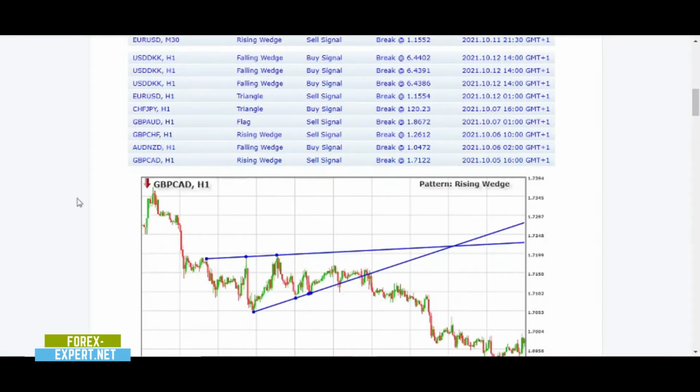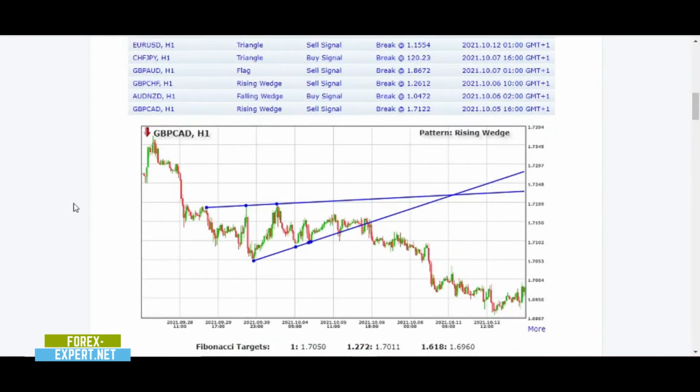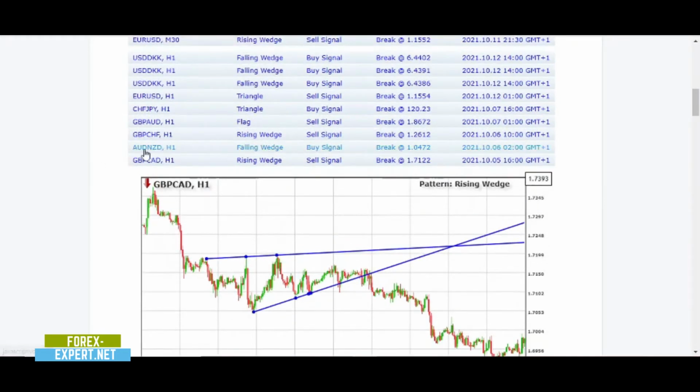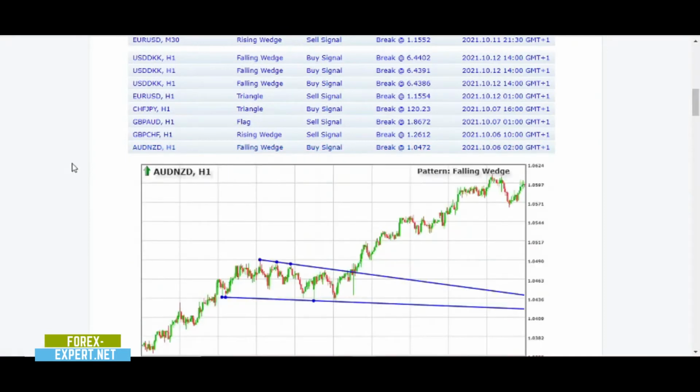British pound and Canadian dollar, we got a rising wedge sell signal, break at 71.22. It was nice. The first breakout was a teaser, and the price retested the previous high here, the very important price structure around 71.57. Then it started to go down, reaching 69.22. So another nice trade here. Let's jump to the Australian dollar and the New Zealand dollar.